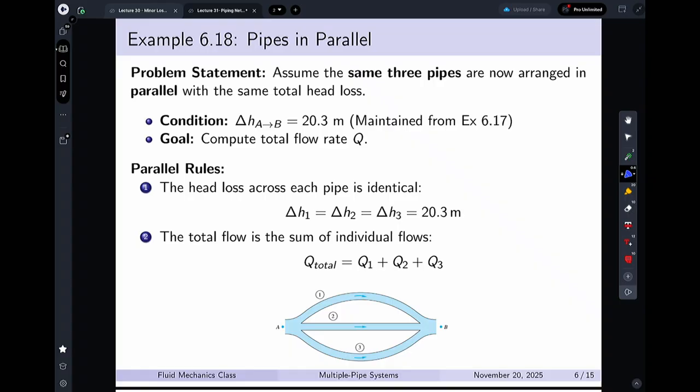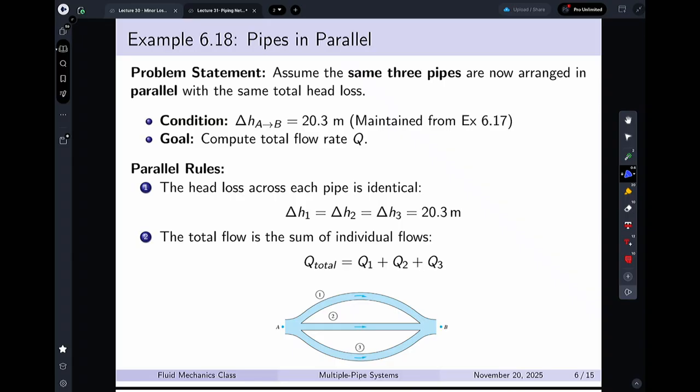Dealing with problems of pipes in series is something you've done before, so it's not a big deal. You know how to deal with them because you've looked at them. You know that you have continuity, conservation of mass, conservation of volume flow when it's incompressible. Pipes in parallel are more difficult, because they're conceptually more difficult.